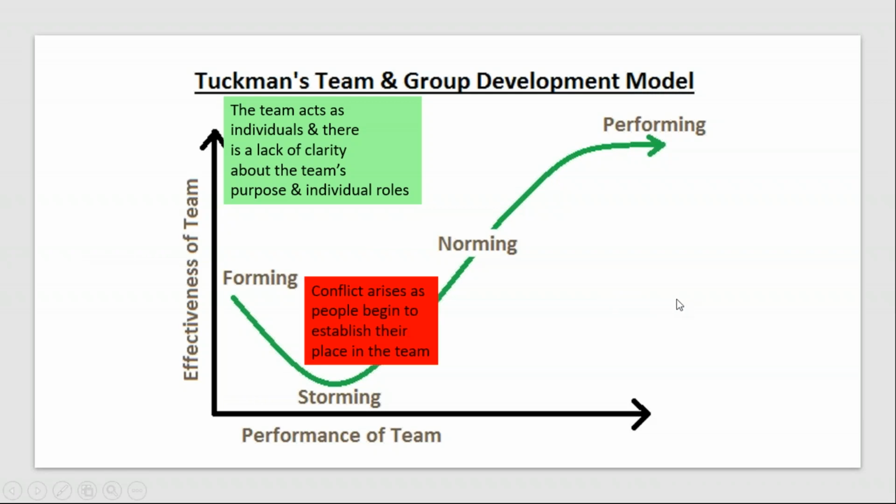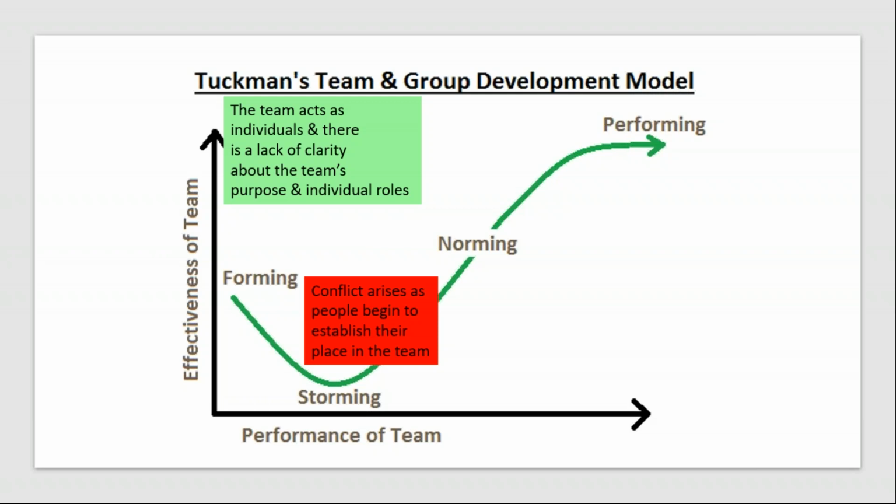Now, what will inevitably happen, and this storming stage can go on for a long period of time in teams, and I've seen it happen. Of course, it can go on for a short amount of time too, depending on how you lead your team through that storming stage. But really, what the storming stage is about is there's conflict that arises because people begin to establish their place in the team. So there's a bit of argy-bargy. There's a bit of assertion, and the dominant people in the team have a tendency to take over.